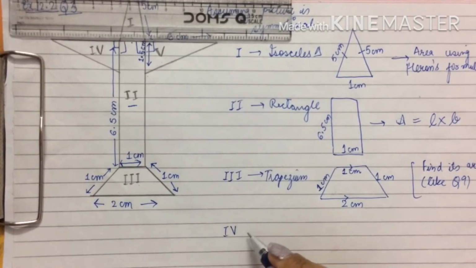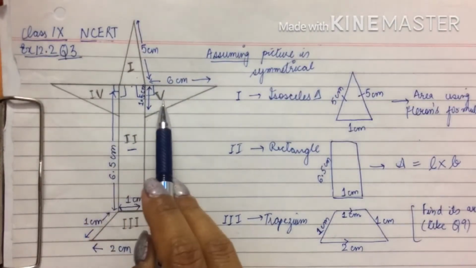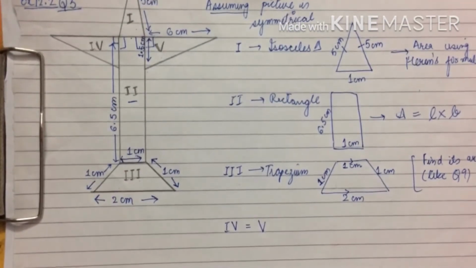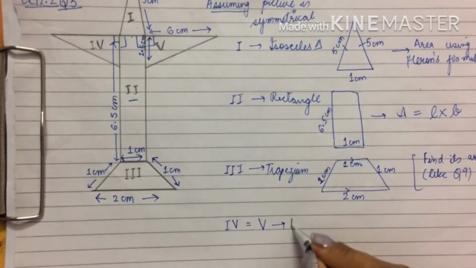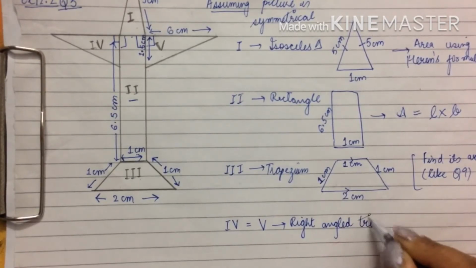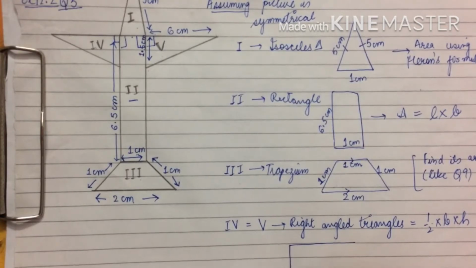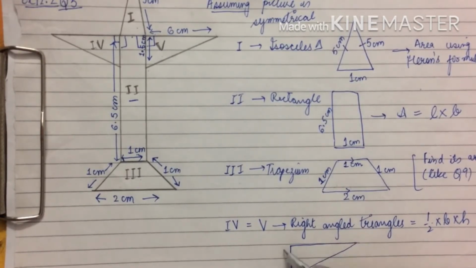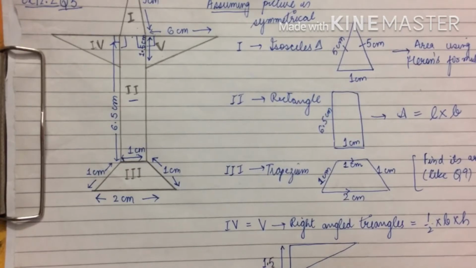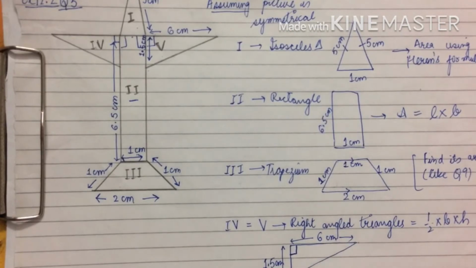Then fourth part and fifth part, they are equal. These two parts, they are identical, and these are actually right angled triangles. So their area will be given by half into base into height. Let's identify the base and the height. So this here is 1.5 centimeters and this is 6 centimeters. In between them is a right angle.